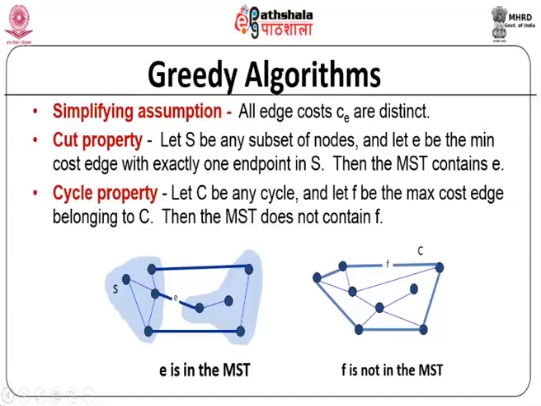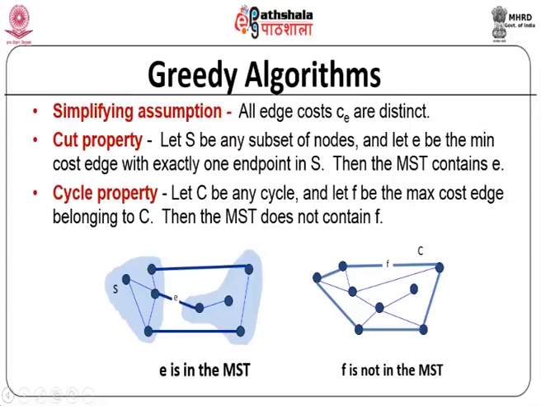So, S is a subset. If E is the minimum cost edge with one endpoint in S, then the minimum spanning tree will contain E. Then you have the cycle property: let C be any cycle and let F be the maximum cost edge belonging to C, then the MST will not contain F. That is how you remove the cycle.